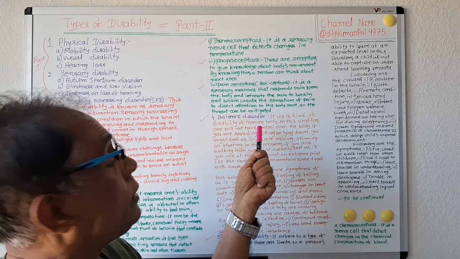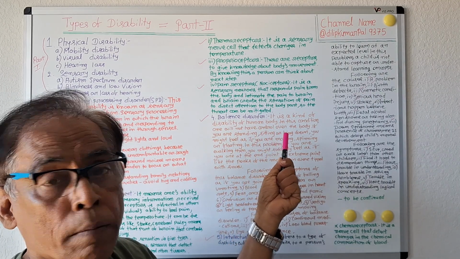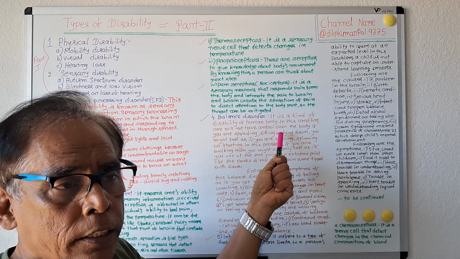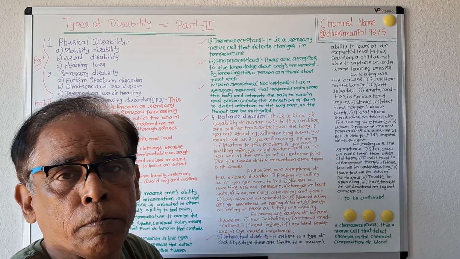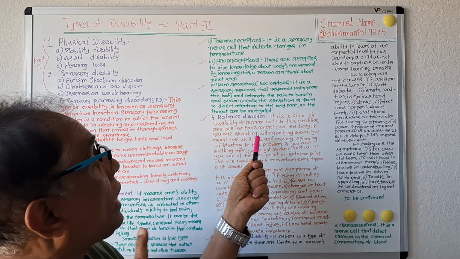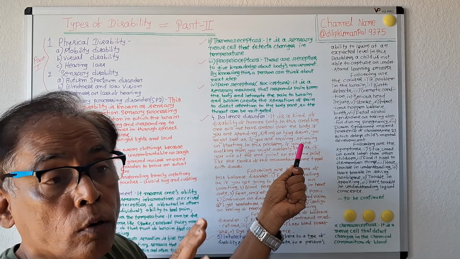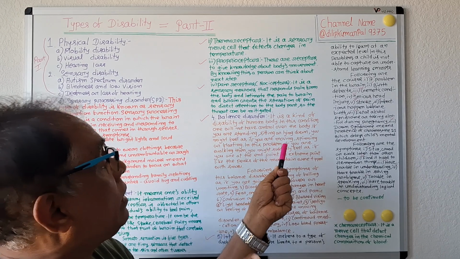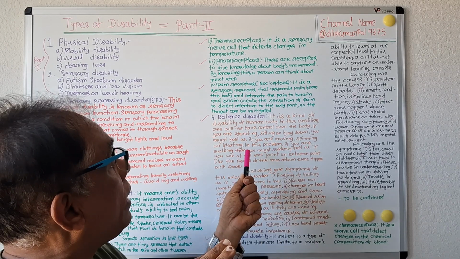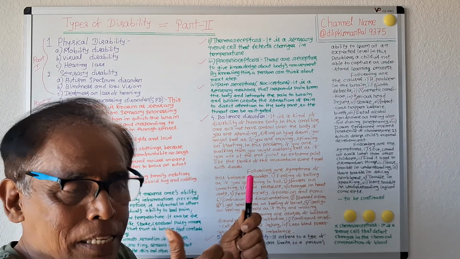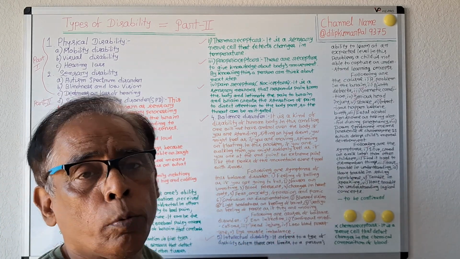Now discuss balance disorder. It is another type of disability of the human body. In this condition, one will not have control over the body. If you are standing, sitting, or lying down, you might feel as if you are moving, spinning or floating.